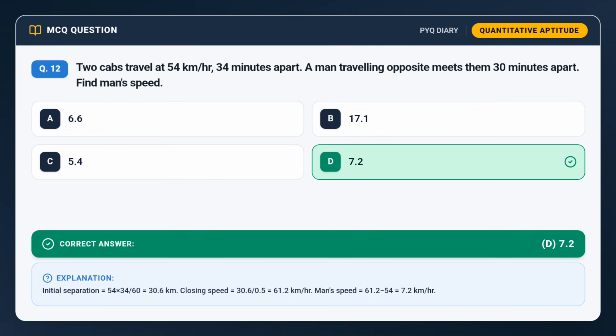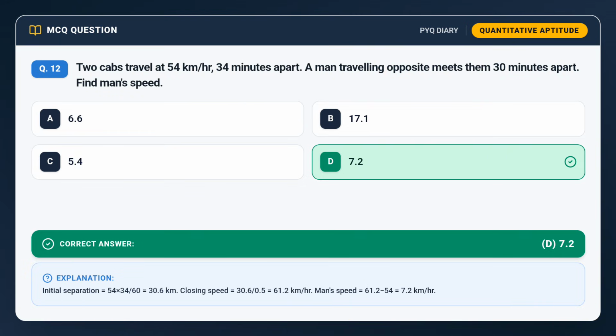Question number 12. Two cabs travel at 54 kilometers per hour, 34 minutes apart. A man traveling in the opposite direction meets them 30 minutes apart. Find the man's speed. Your options are A, 6.6, B, 17.1, C, 5.4, and D, 7.2. The correct answer is option D, 7.2.